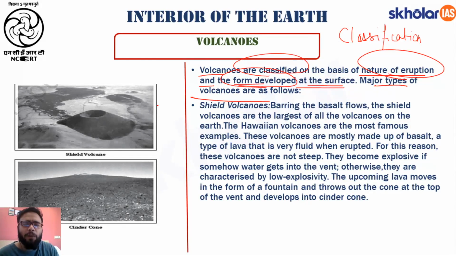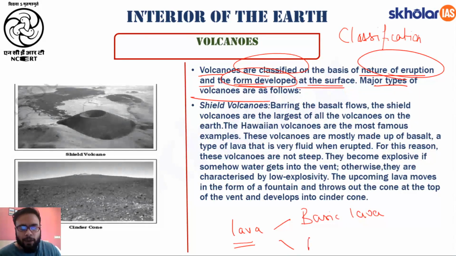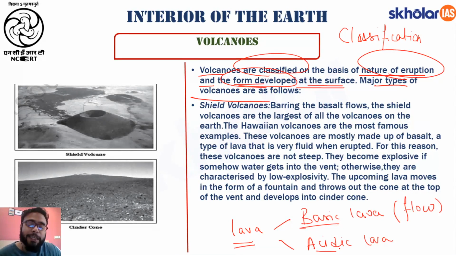Now before we proceed to understand the different types of volcanoes, we have to understand that the lava I am talking about is of two types. One is basic lava, and another one is called acidic lava. The difference between basic lava and acidic lava is that basic lava has less viscosity, meaning it will flow horizontally, but in case of acidic lava, its viscosity is very, very high, therefore it flows vertically.